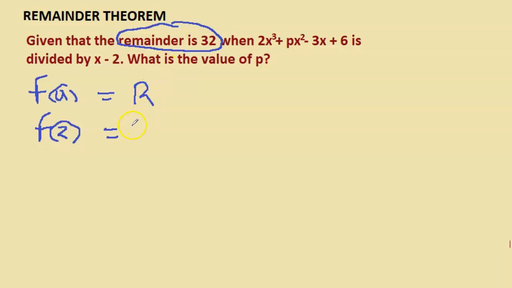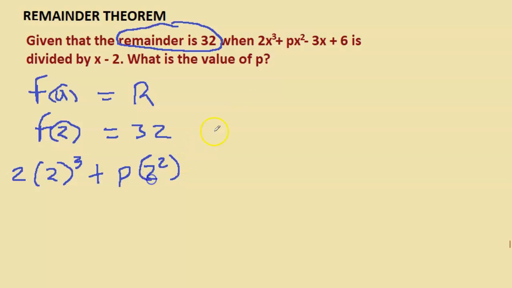So the remainder is 32. So let's find f of 2 now. Substitute 2 in the function here. So f of 2 will be 2 times 2 cubed plus px squared, so p times 2 squared, minus 3 times 2 plus 6. So replace it, and all of that is equal to 32.